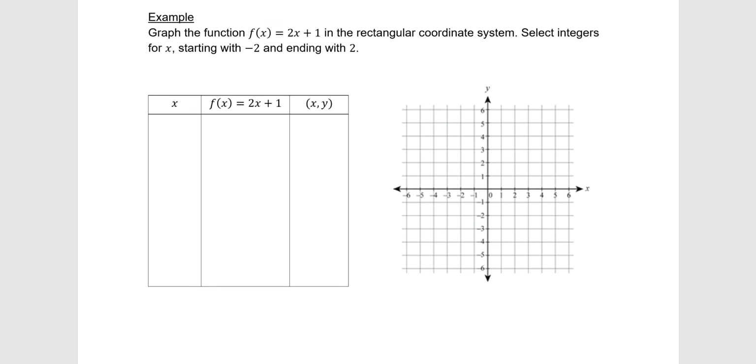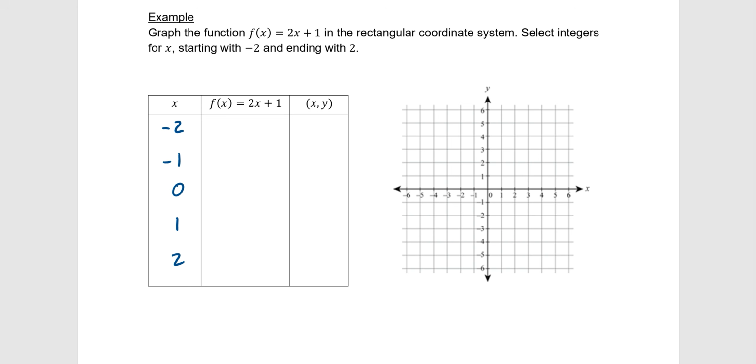So let's do this example. Let's graph f of x, which is 2x plus 1. Let's select integers for x, starting with -2 and ending with +2. So I have this little table down here, and we're going to plug in values of x from -2 to +2. So that's going to be -2, -1, 0, 1, and 2. And let's plug these into f of x.